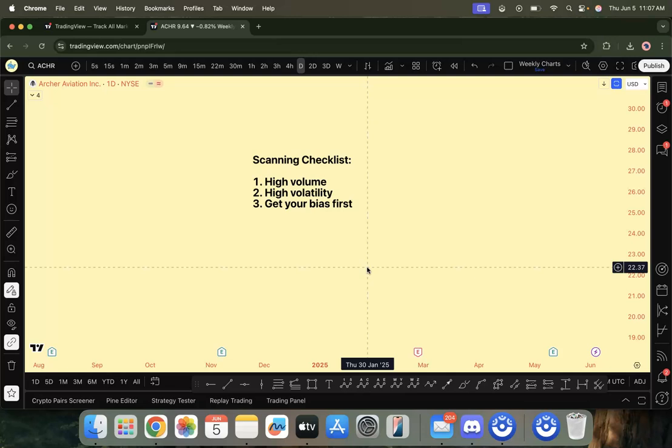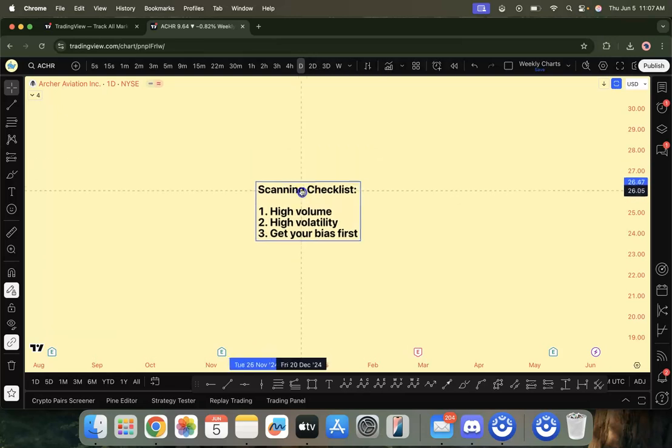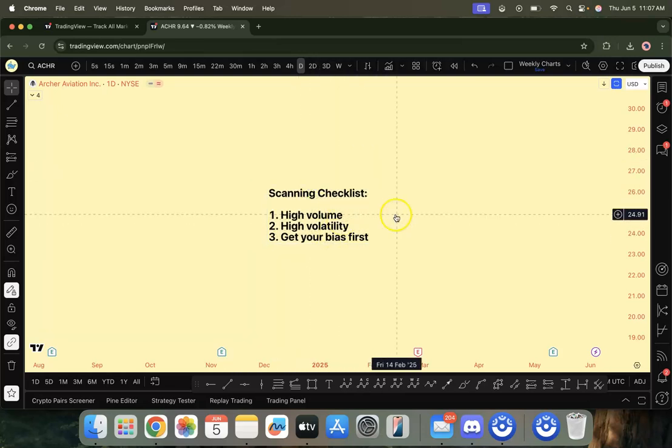So every morning when I go to my desk, or after the daily close, right at night, whenever I have time, I go through my scanning checklist. I look for high volume names. So I want the highest volume tickers.